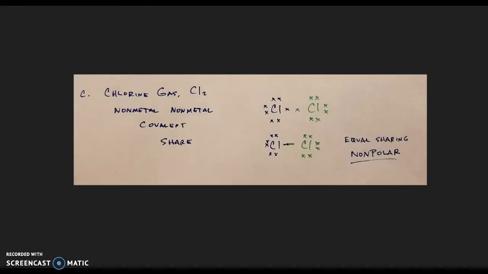Chlorine gas, we've done many of these. So it's a nonmetal and a nonmetal, covalent bond. They're each going to share an electron. Please remember, in one bond, there are 2 electrons being shared. Since chlorine and chlorine are the same atom, they're going to pull equally, making it non-polar.